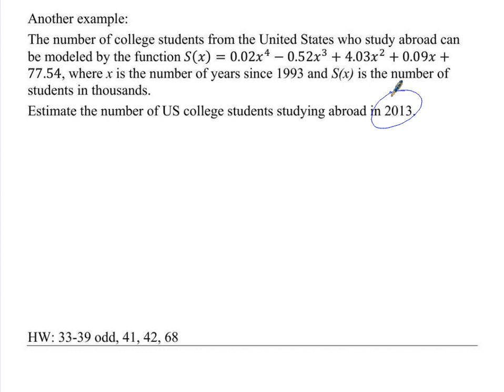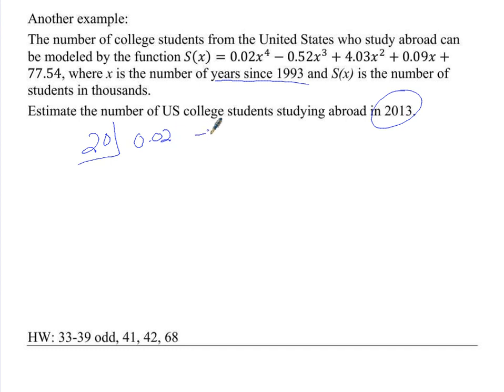Do I plug in 2013? Remember, read the problem. It says years since 1993. So how many years since 1993 is 2013? 20. So it's 20 that I'm going to plug in. So I write 20 here. All of my coefficients in this polynomial, they're nasty looking coefficients. I still write them down.